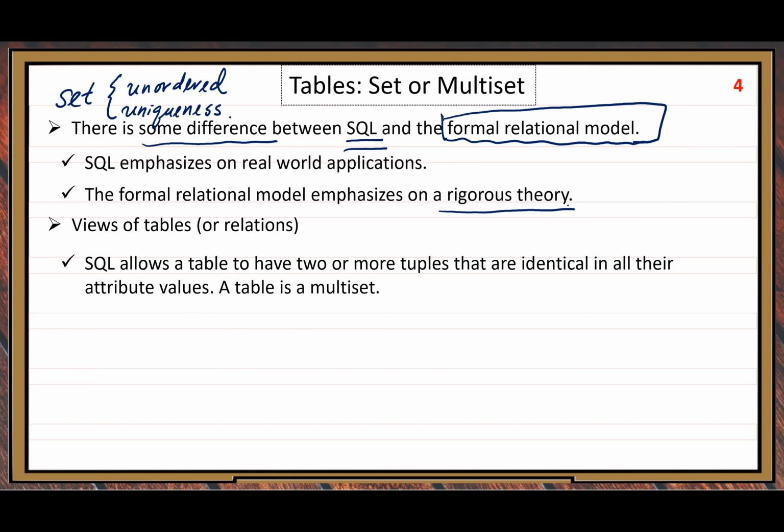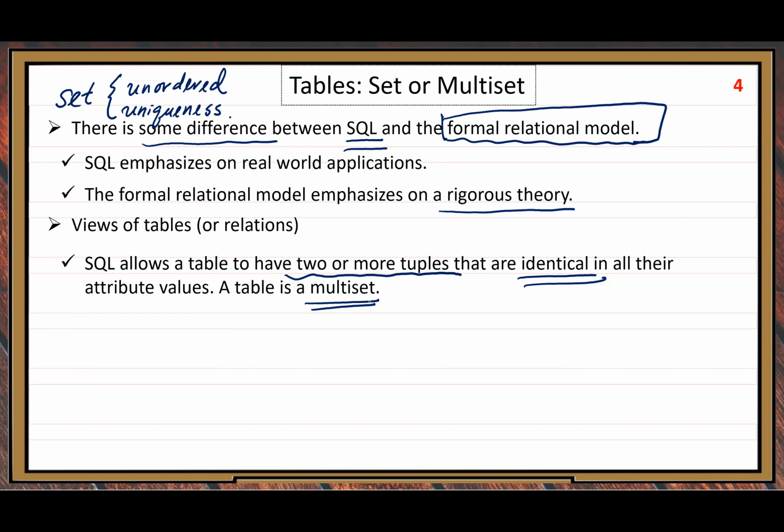SQL allows a table to have two or more tuples that are identical in all their attribute values. That's the key. This property in SQL is important. So in SQL, a table should be a multiset, not a set. What is a multiset?